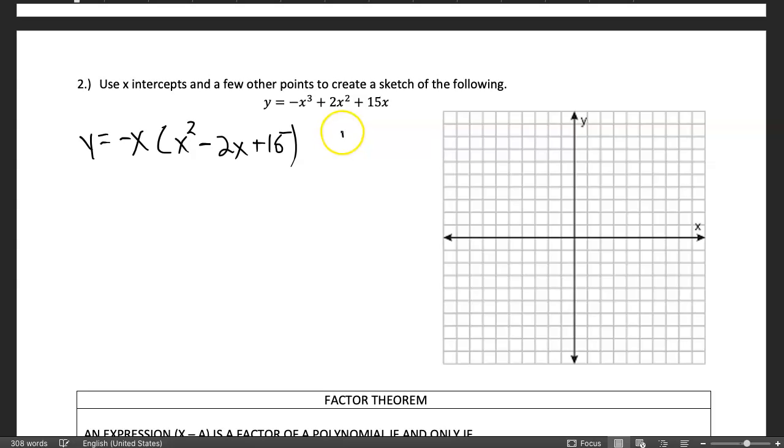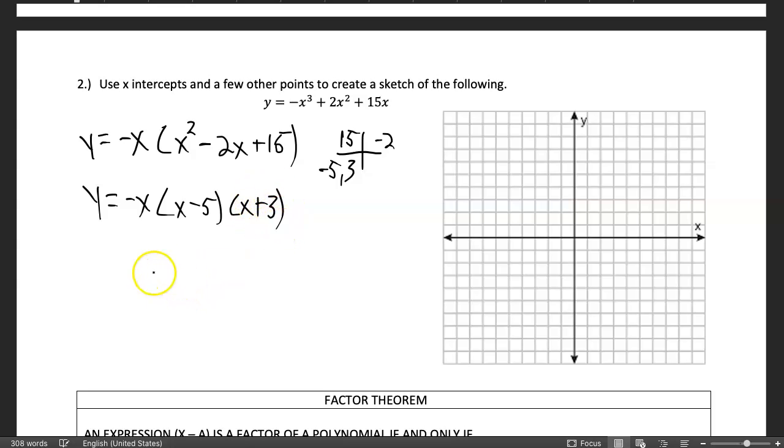Now let's factor. We're looking for factors of 15 that are going to add up to -2. That's going to be -5 and 3. So our factored form is y is equal to -x times x minus 5 times x plus 3. So go ahead and try to graph this from this equation.